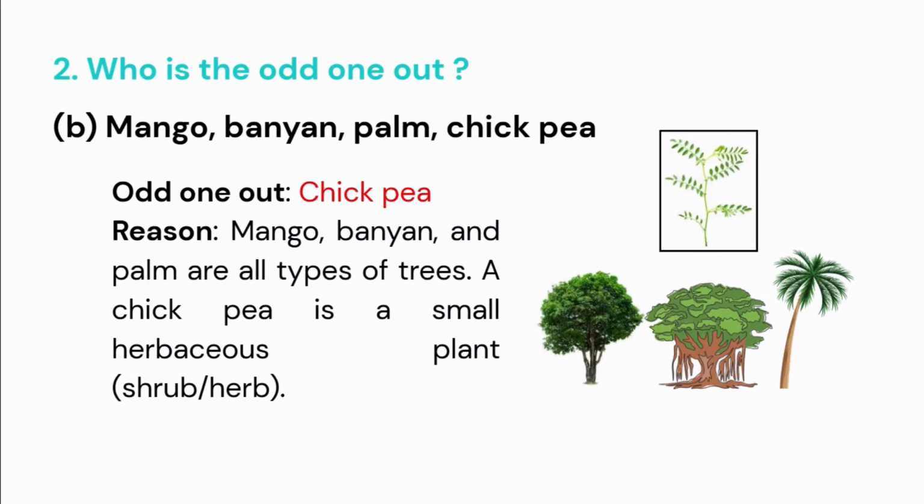Next question. Mango, banyan, palm, chickpea. Chickpea is the odd one from this group. Why? Because mango, banyan, and palm all are types of trees. A small chickpea is a small herbaceous plant, means it is a herb.